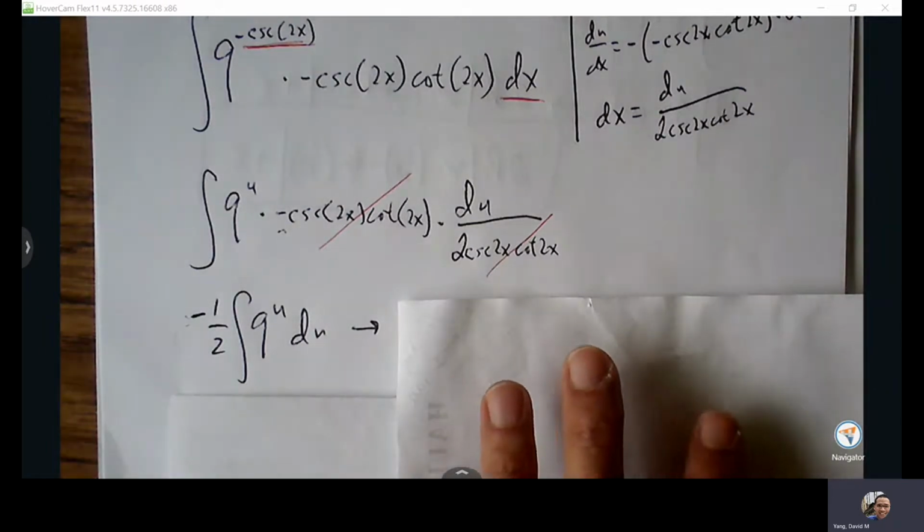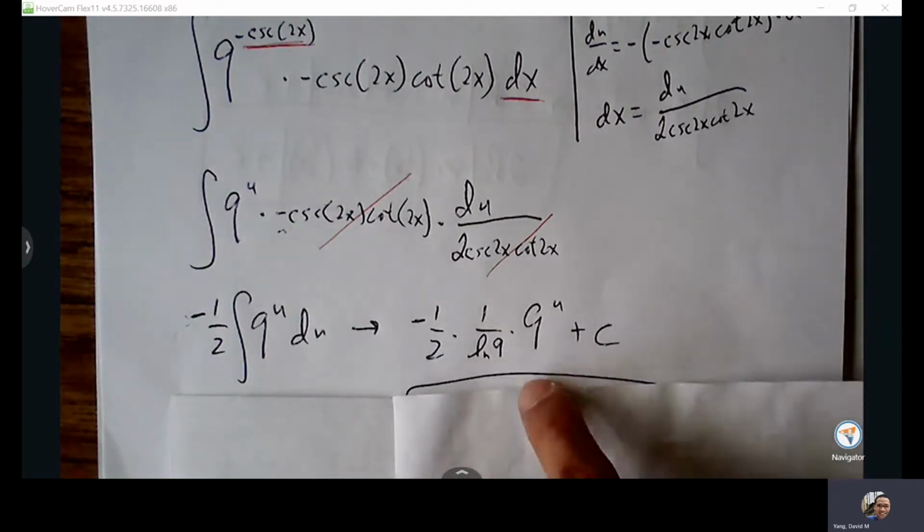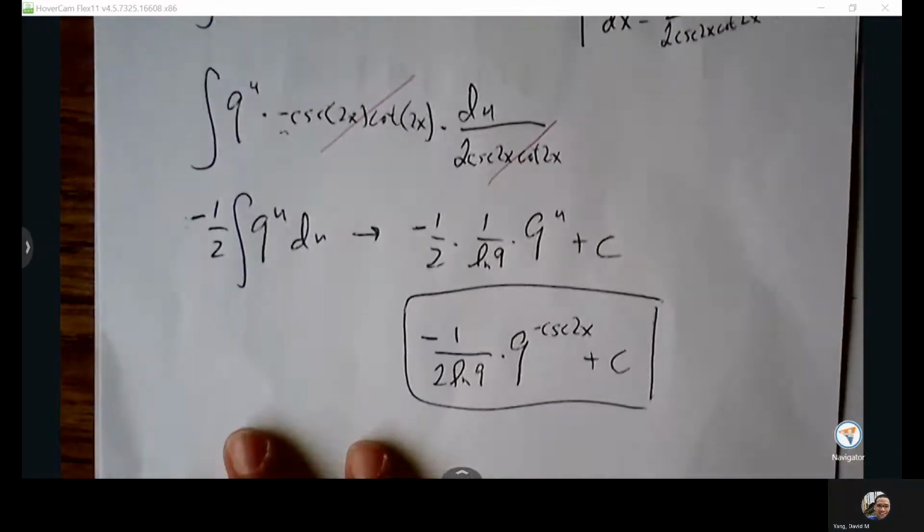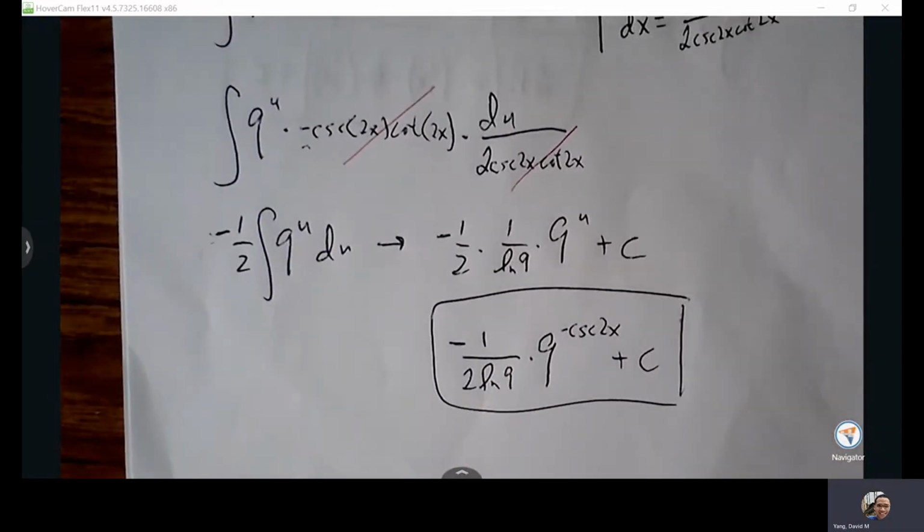Okay, and then the rest of the rule says 1 over natural log of a times a to the u plus c. Okay, my key is a little bit off. I think my key has a positive coefficient. It should be a negative coefficient.